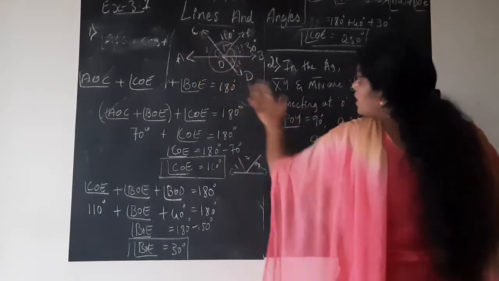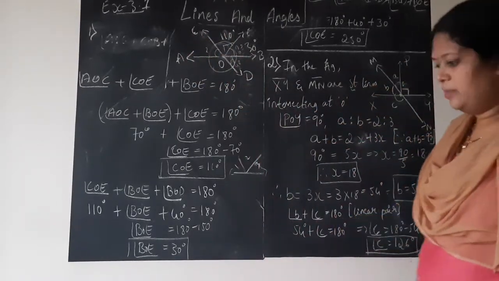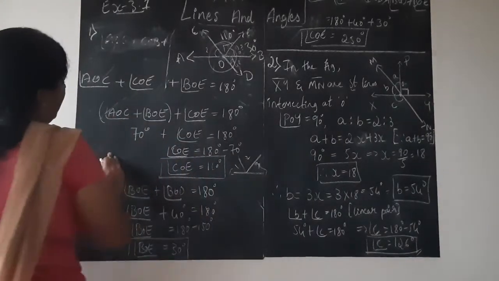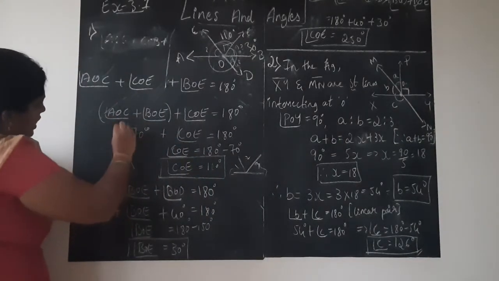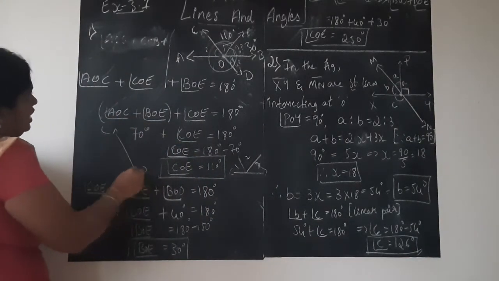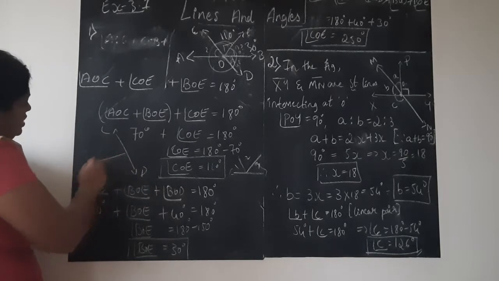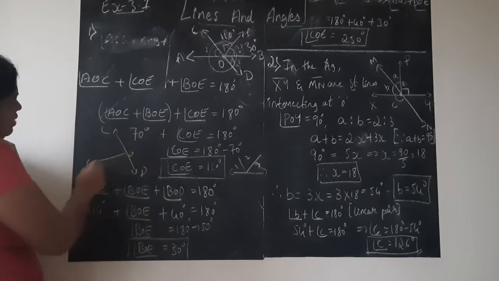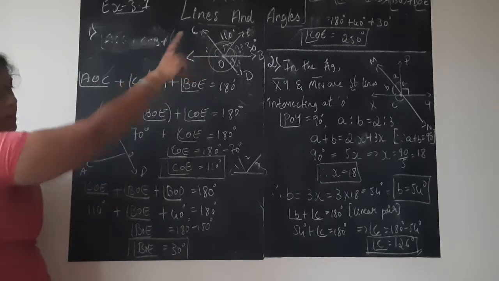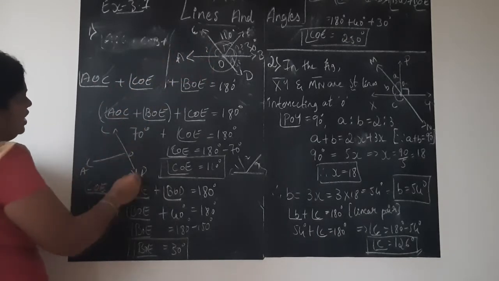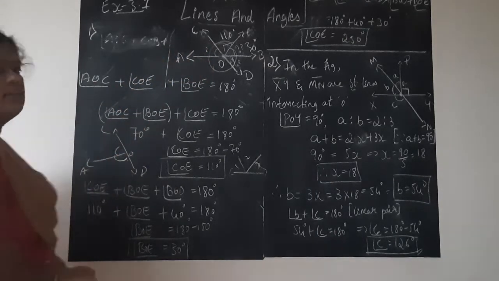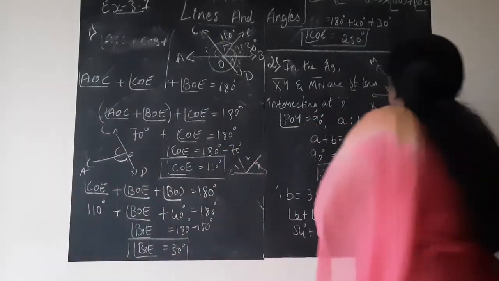AOC plus AOD is 180 degrees. What does linear pair mean? I will draw it here, children. If you consider CD as a line and AO as the ray, I am taking angle AOC and angle AOD in the bracket. These two are a pair of angles, a linear pair of angles.